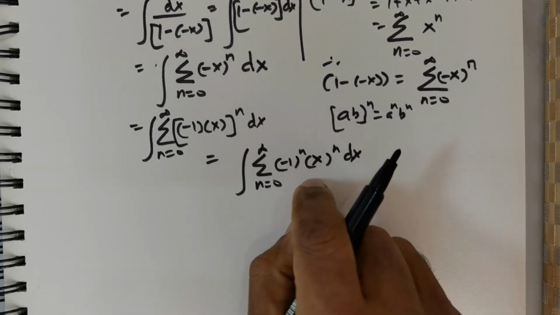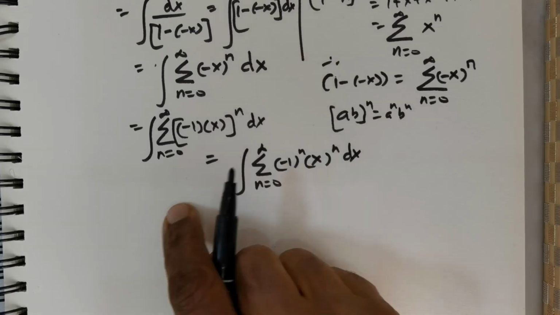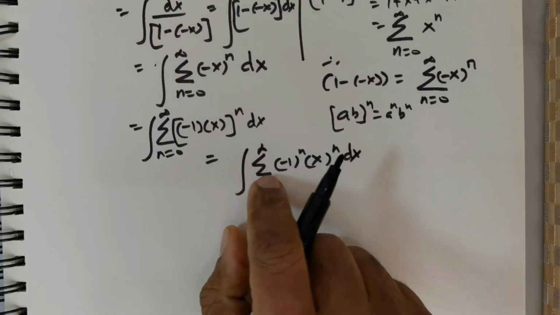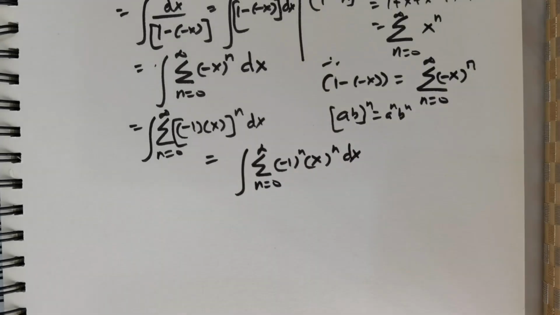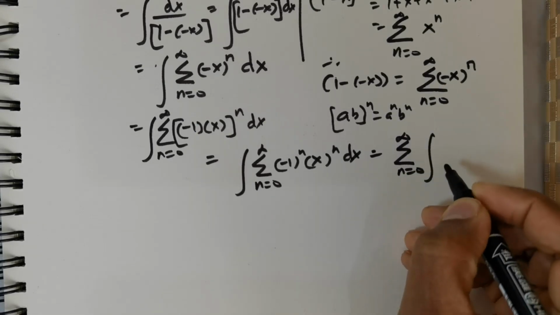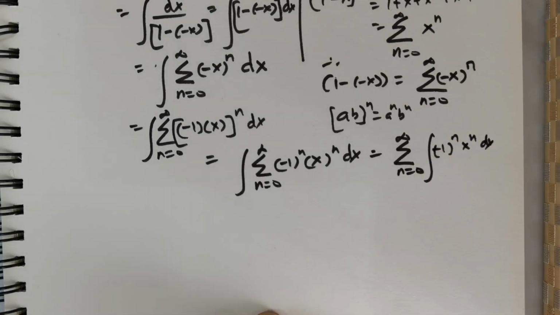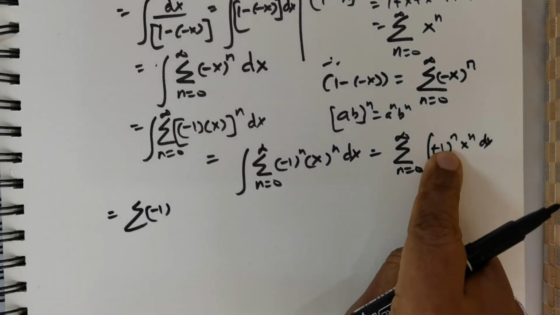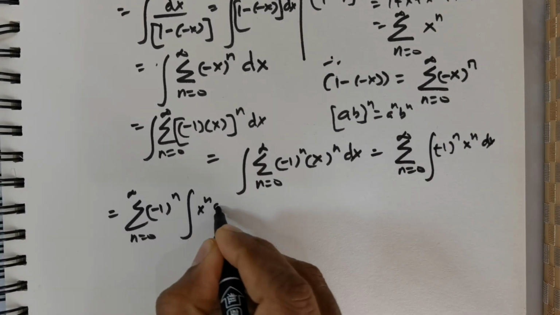Now what I wish to do here is move the sigma out. I can move the sigma out. Why am I able to interchange sigma and integral? Because of the convergence of this particular series. This term is convergent. Because of that, this can be rewritten as the sum from n = 0 to infinity of the integral of (-1)^n x^n dx. Now I will push this -1 outside because we don't have an x here. So (-1)^n comes out, and you have the integral of x^n dx.